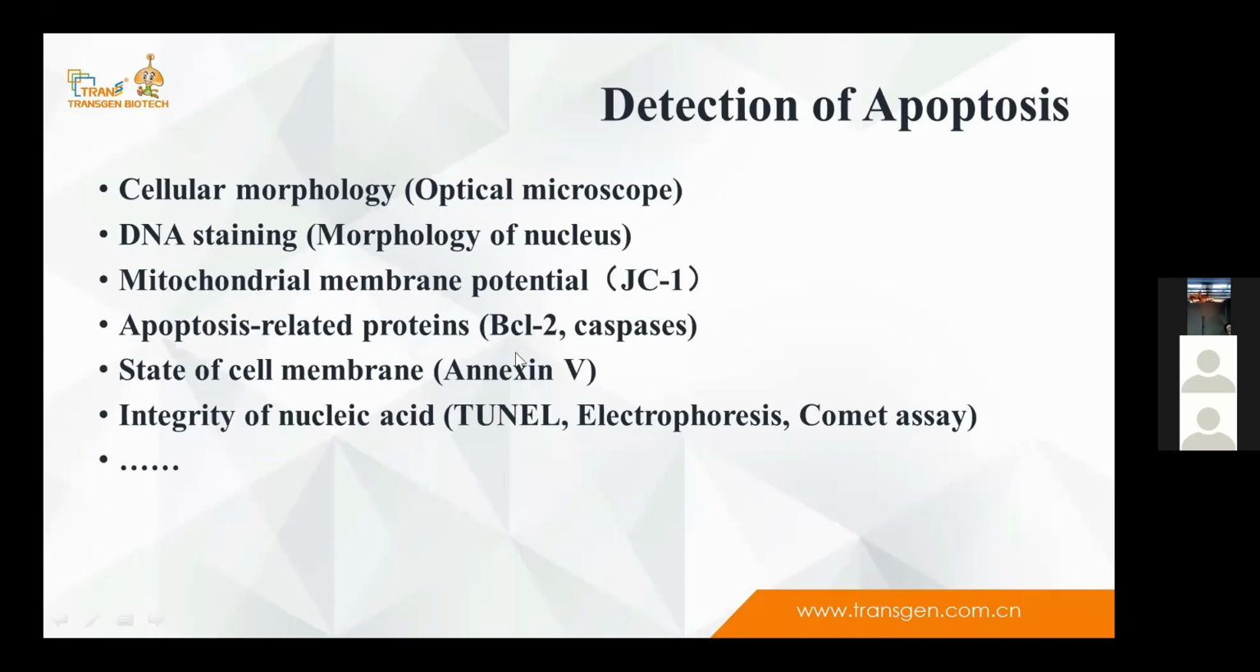And then Bcl-2 and caspase signals are apoptosis-related proteins. We can use ELISA and Western blot to detect the signals here. And then we can use the annexin V system to detect the state of the cell membranes. And the last one is the integrity of the nucleic acid. We can use the TUNEL system to detect the later stage of apoptosis.